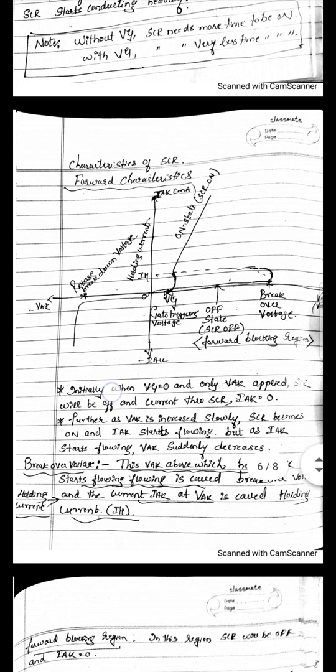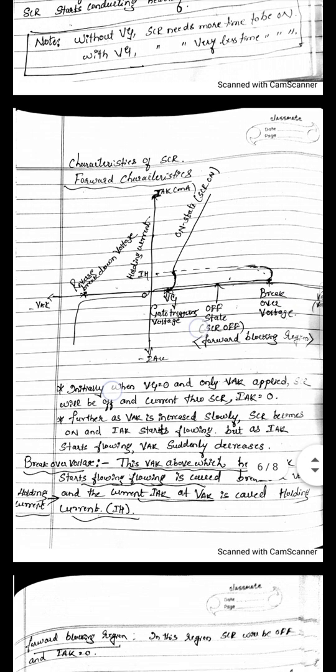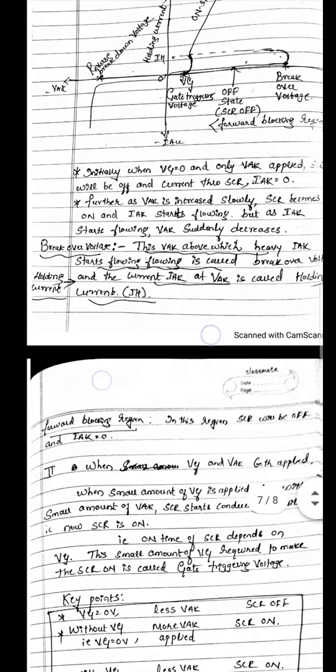This is the explanation of the characteristics of SCR: forward characteristics and reverse characteristics. Mostly reverse characteristics will not be asked. Even if the characteristics are asked, you have to give more attention to writing about the forward characteristics. In this, you must define and show these parts very clearly. Then only your answer will carry weight. Remember this. This is the characteristics of SCR.